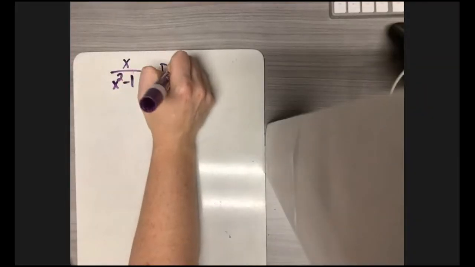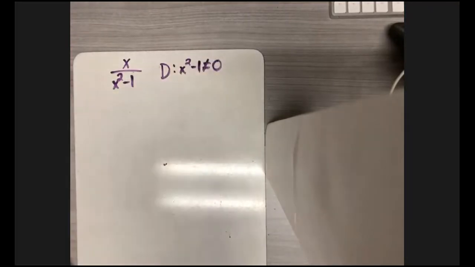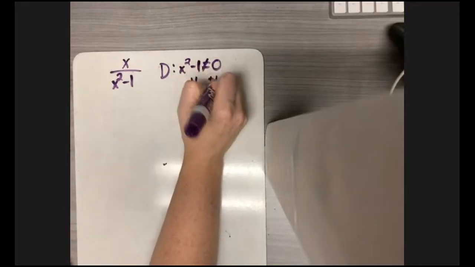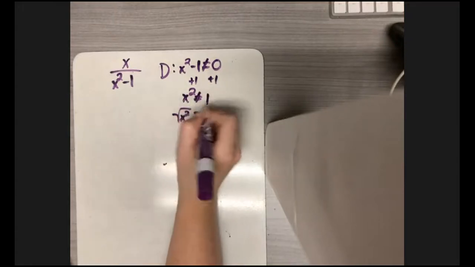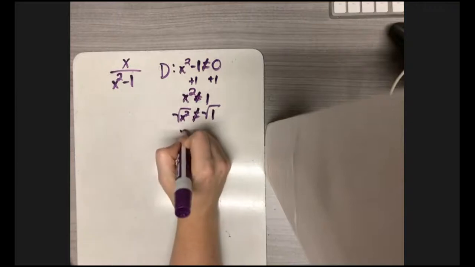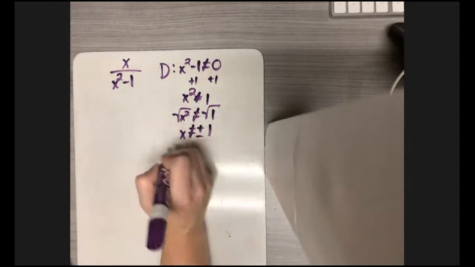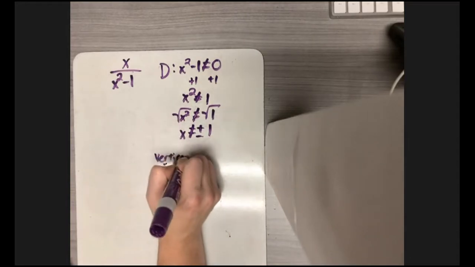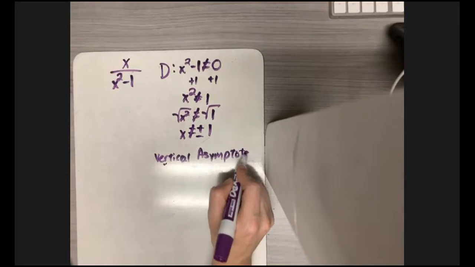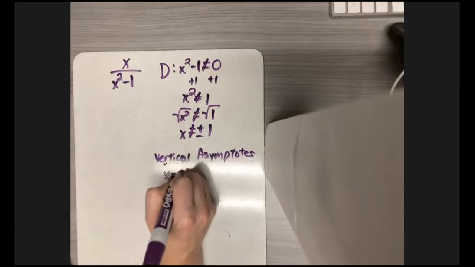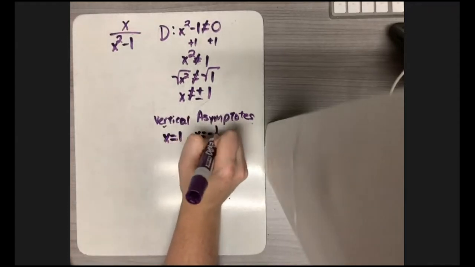Now, first off, if we were talking about our domain, we would say x squared minus 1 can't equal 0. That would be where we would start. And then I'm going to add 1. So now I have x squared can't be 1. I'm going to take a square root. So I'm going to have x. Again, we bring in the square root, so we've got to bring in a plus and a minus 1. Now then, my vertical asymptotes are going to be x equals 1 and x equals negative 1.